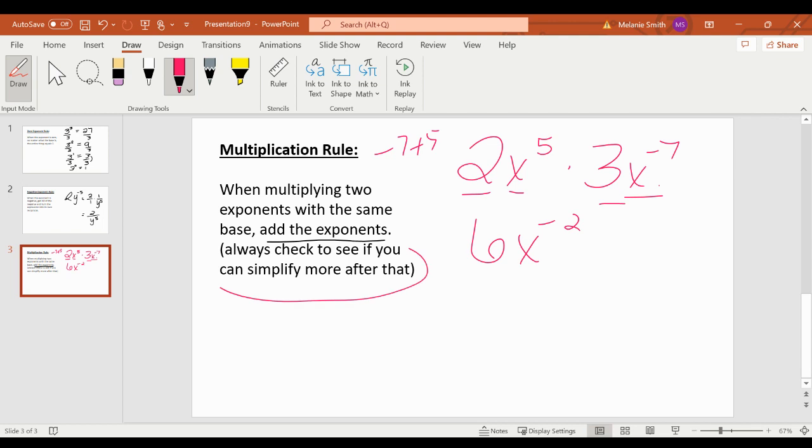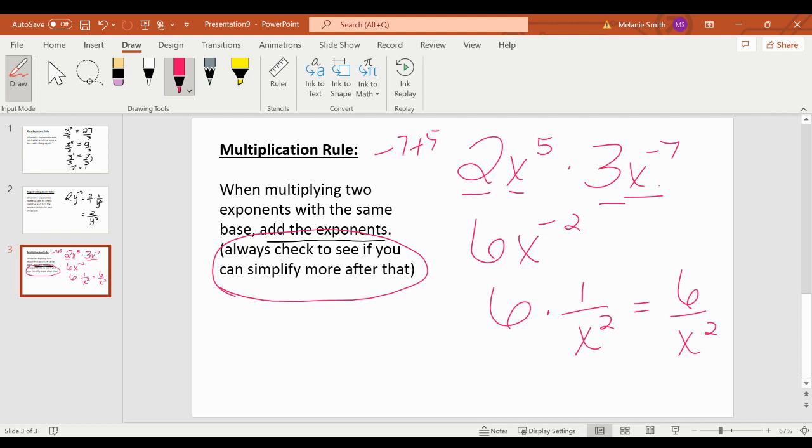So now I want to check to see if I can simplify further. And I can by taking this 6 and flipping over the x to the negative 2 and making that 1 over x squared. And that gives me 6 over x squared.